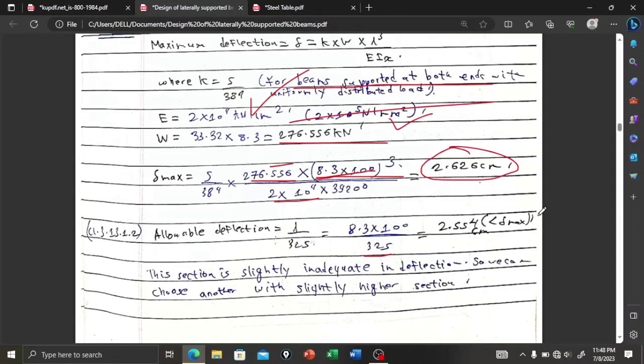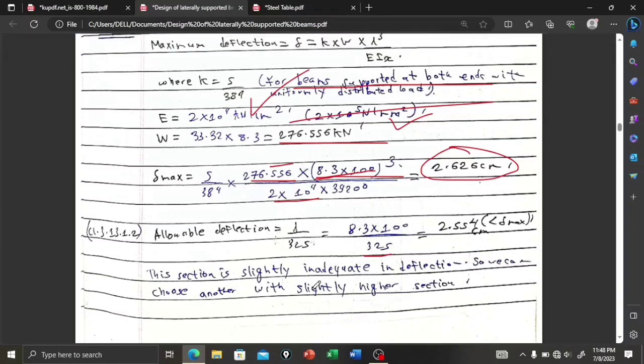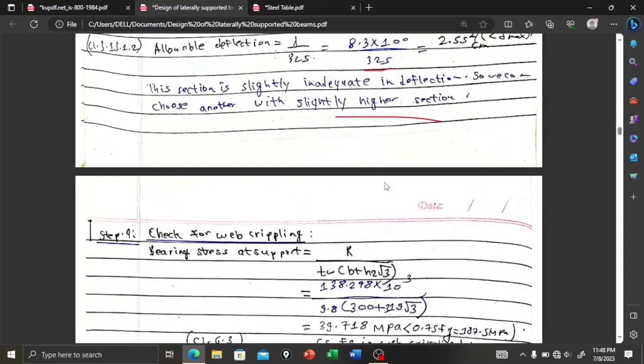So it should be greater than this, but it is less than this. So this section is slightly inadequate in deflection, so we can choose another with a slightly higher section. In exam, if you have time, then you can choose the section with slightly higher Z, but I have taken this.